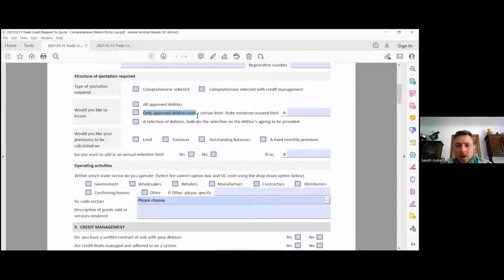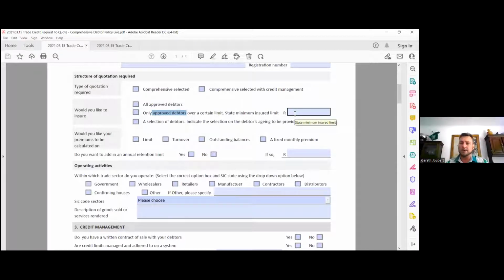Or would you like only the approved debtors over a certain limit? So this is where your client, and this is, I suppose, a little bit to Michelle's point, right? So if your client is normally, they've got a lot of debtors that are under 30,000 Rand, as an example. They don't really want to insure those because they're just irritating clients. They generally pay, and if one of them doesn't pay or a few of them don't pay, it's not the end of the world. So then you would say here, we only want to insure approved debtors over 30,000 Rand.